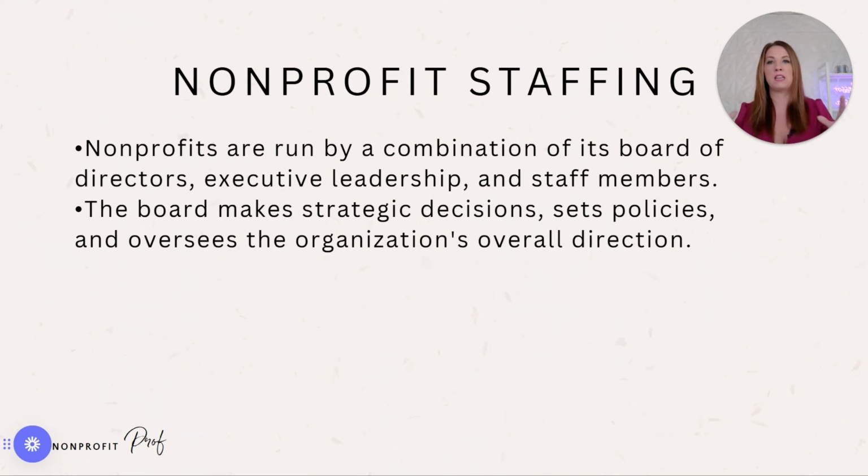The board is responsible for making overarching strategic decisions and doing things like setting policy and determining that overall direction. So in the last section, we talked about strategic planning and the important role that it plays. And the board is responsible for that function and that overarching direction. Now, we'll spend an entire future section talking about boards, but for now, just understand the role they play when it comes to nonprofit staffing.